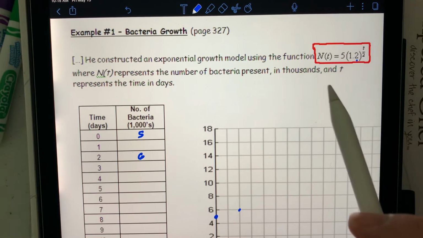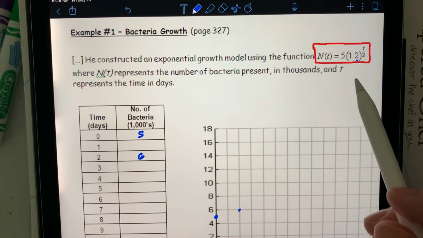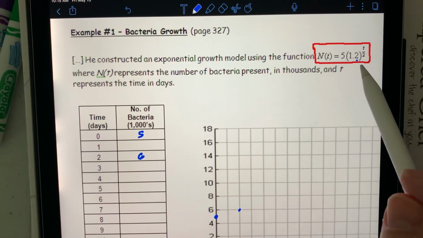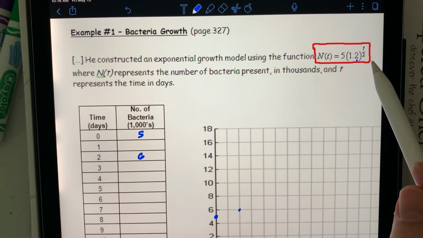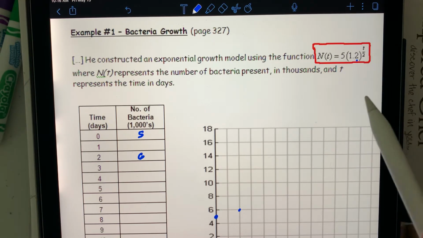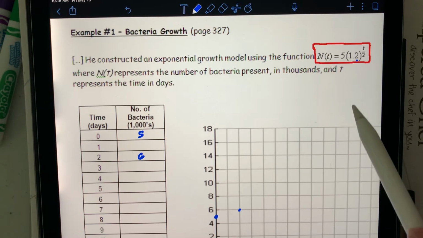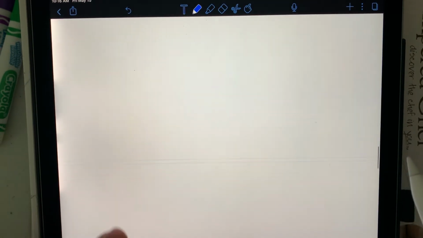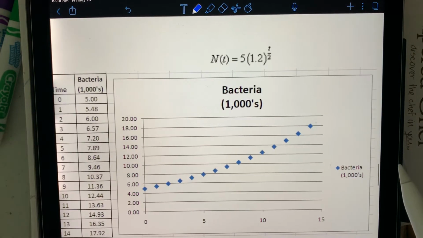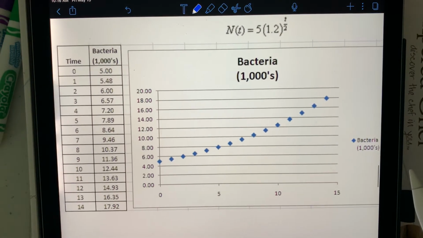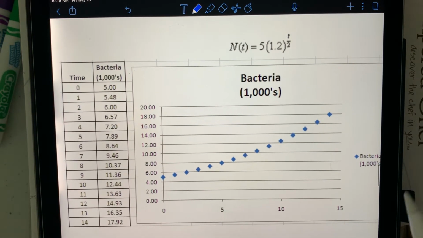Now, there's two parts to this example. One is figuring out what the 5, the 1.2, and the 2 mean, which we're going to talk about in a sec. The other is making sure that you know how to plug this into your calculator, which for some of you is going to be more challenging than you think. So here are the answers, but don't just copy them down. Just make sure that you understand how to plug it in.